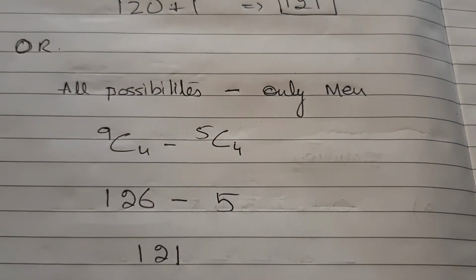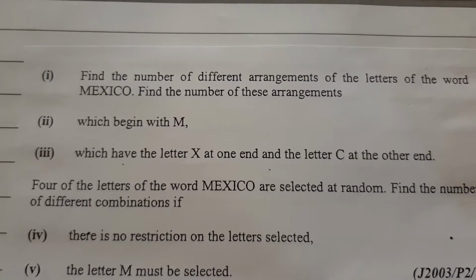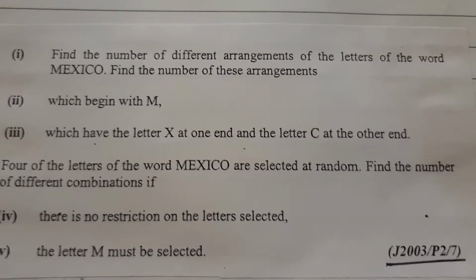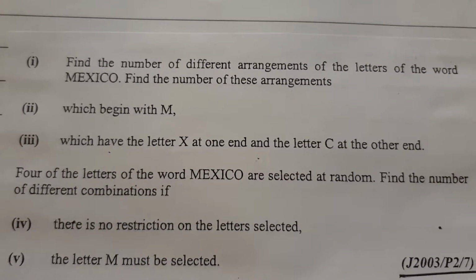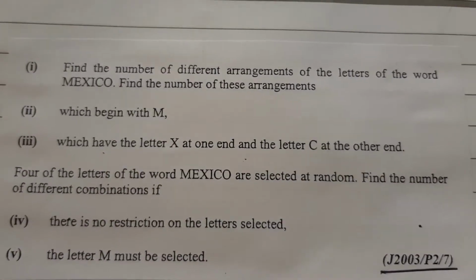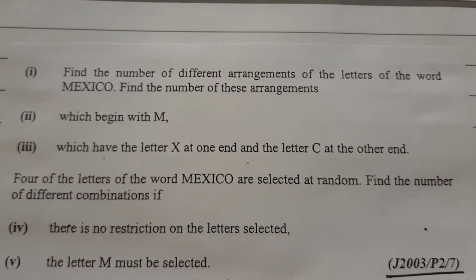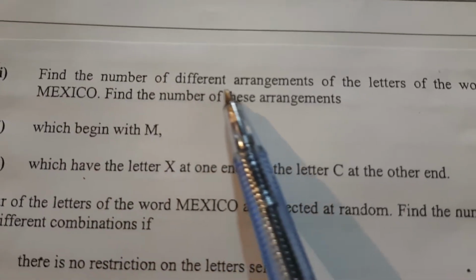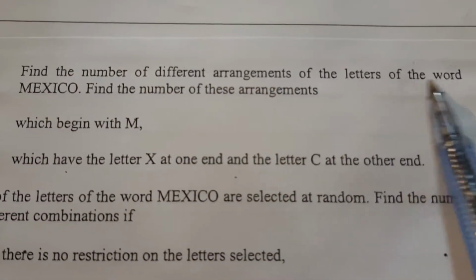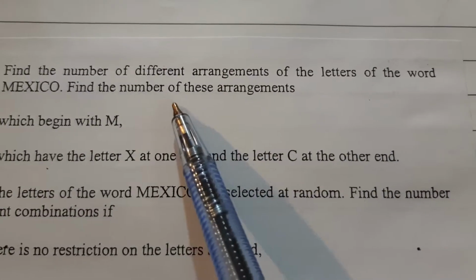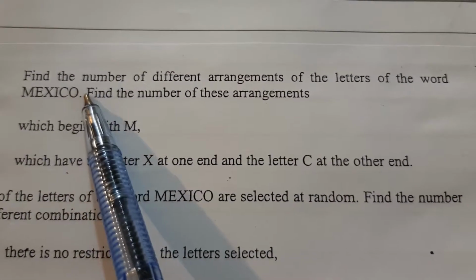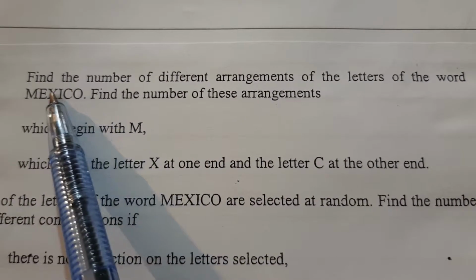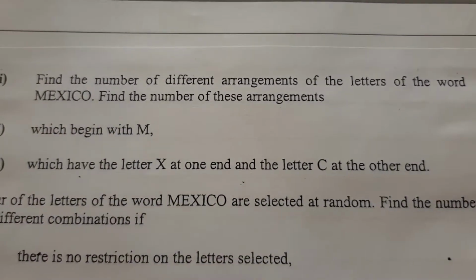Let's see another question. Now this question is from June 2003, paper 2. It's mentioned here. Okay, so there are 5 parts altogether, and the question is saying there is a word Mexico. Can you see? MEXICO. Find the number of different arrangements of the letters of the word Mexico. So this is first part because there is full stop. So no condition, nothing. So you have to arrange all 6 letters. So what comes in your mind?